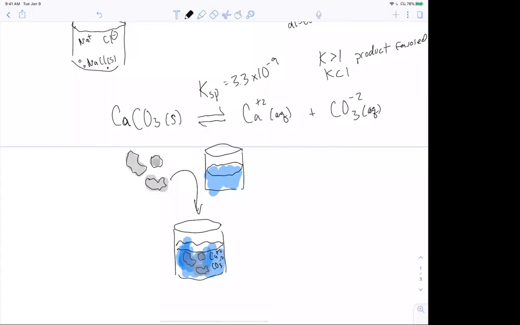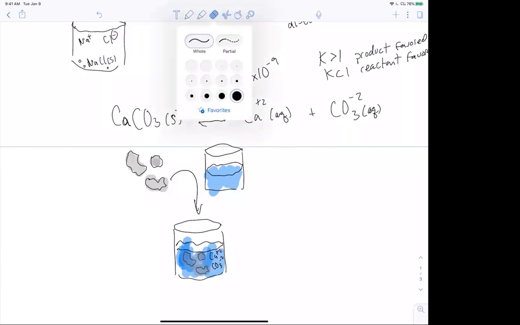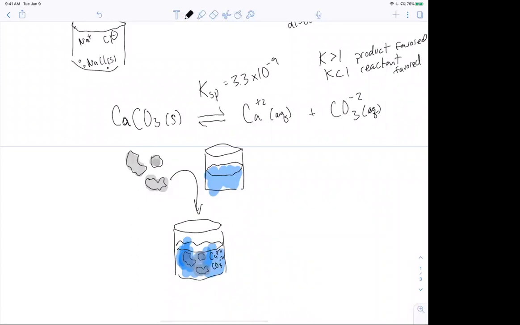And for K less than 1, it's reactant favored. And the further you deviate from 1, the more extreme the situation is. So here, what do we have? We have KSP equals 3.3 times 10 to the minus 9. That's 8 zeros. So that's the same as saying it's equal to 0.000000033. So that's what KSP is equal to.